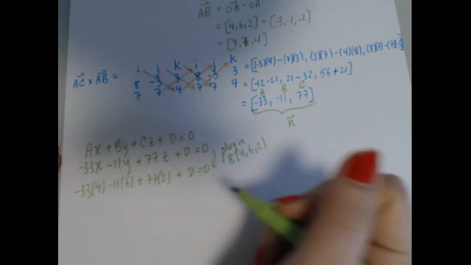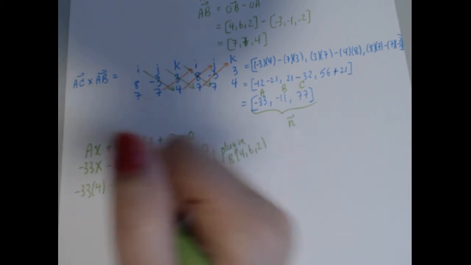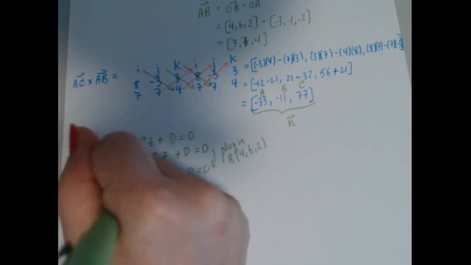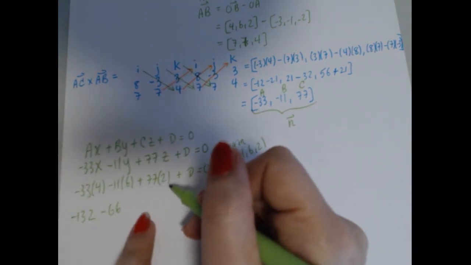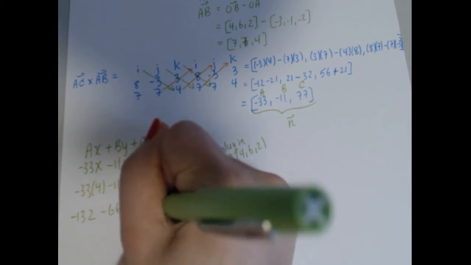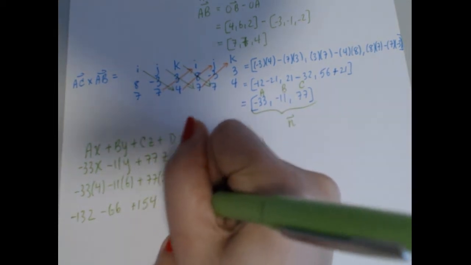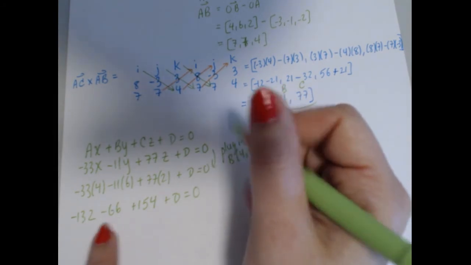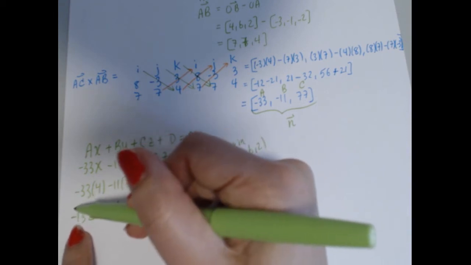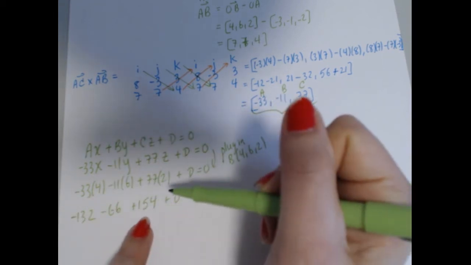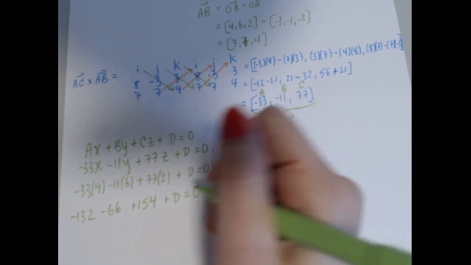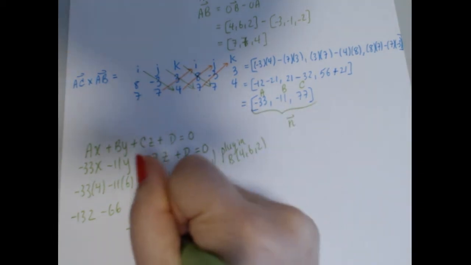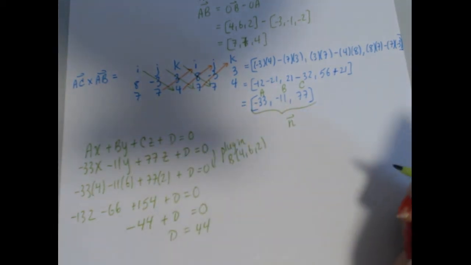All right, negative 33 times 4, so that's going to be minus 132. Negative 11 times 6, that's minus 66. 77 times 2, that is 154. And then plus D is equal to 0. Okay, so let's see, negative 132 minus 66. So that's going to be a larger negative number. That's going to be negative 198 plus 154. Okay, we're looking at minus 44 plus D is equal to 0. So therefore D is equal to 44.